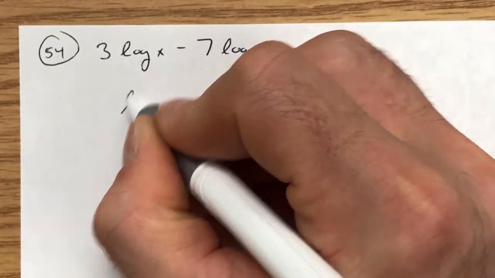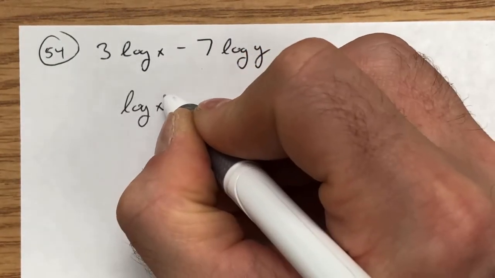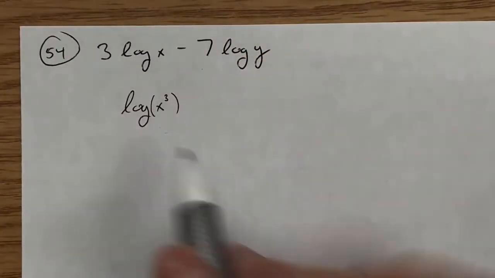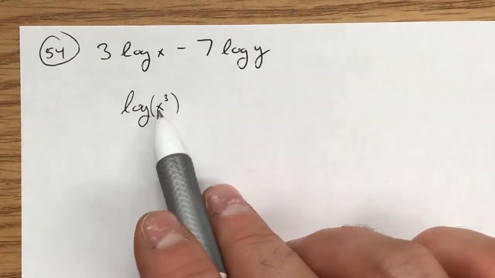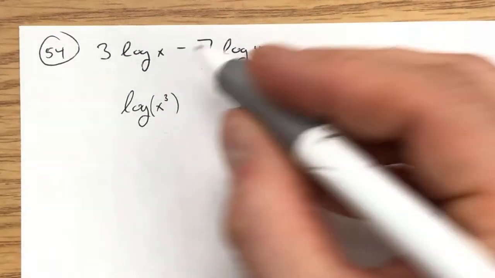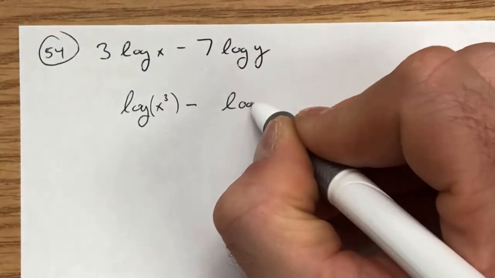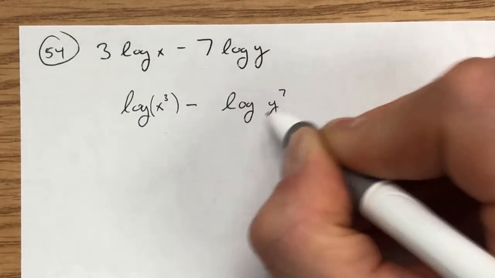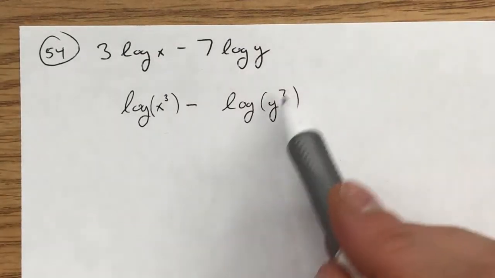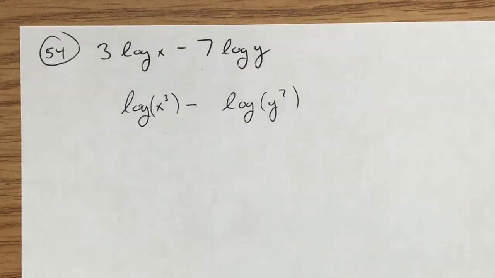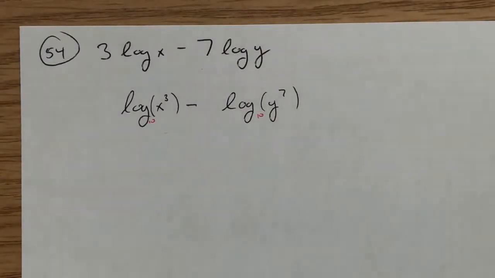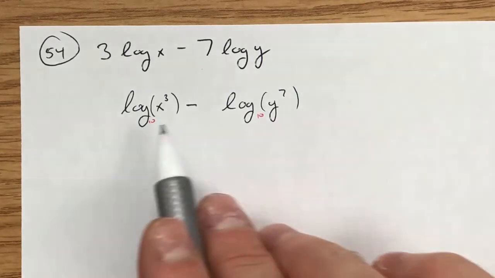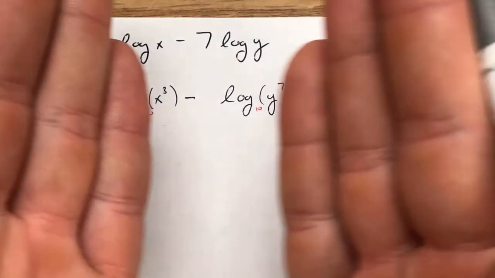So I'm going to rewrite this as log of x to the third power. Think of that as log of x to the third power. It's not the whole expression cubed. It's just that x that is now cubed. And I'm going to subtract log of y to the 7th power. I'm going to do the same thing over here. I'm raising the y to the 7th power, not the entire expression. And now remember, these are both common logs, so assume there is a base 10. And because these both have the same base, I am allowed to combine the two different logs into one.